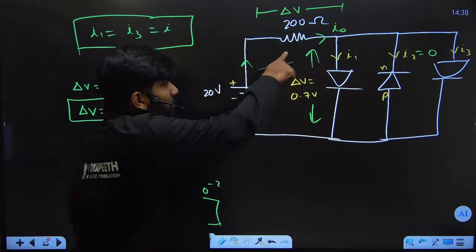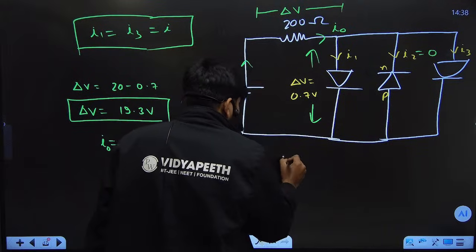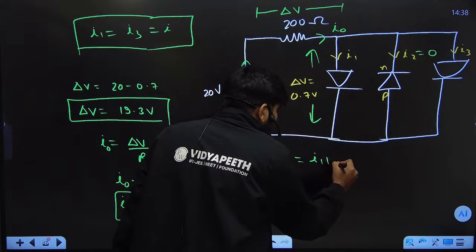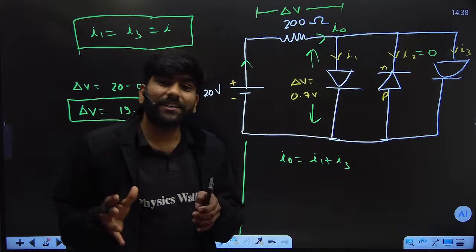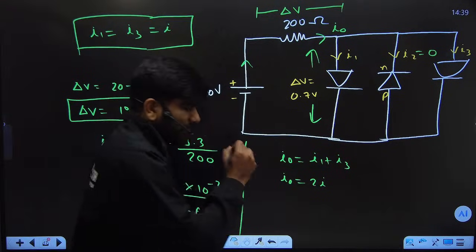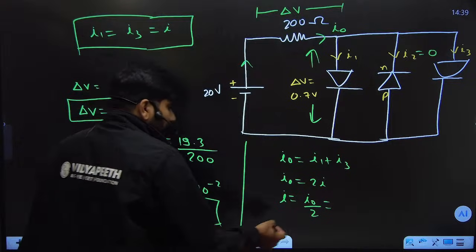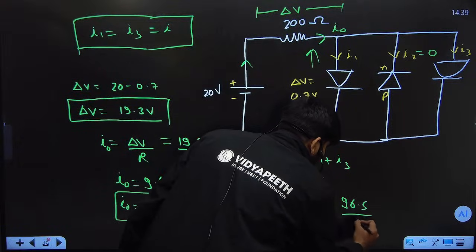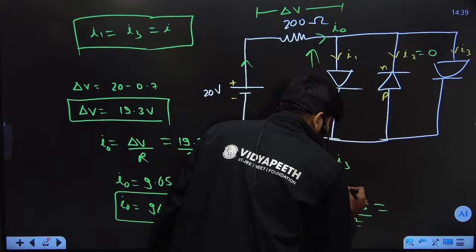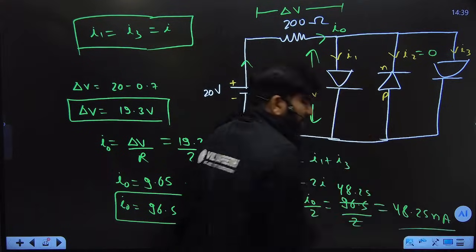Now this is the current I naught going at this junction. Now this current has two paths to follow. So I naught at this junction is going to break down into two paths, and it will be I1 plus I3. Since I1 and I3 are same, and both we have assumed to be I, 2I is going to be I naught. So what is going to be the current I here? I naught by 2. Since I naught is 96.5 milliampere, our answer will be 96.5 by 2, which is going to be 48.25 milliampere. So what are these three currents?